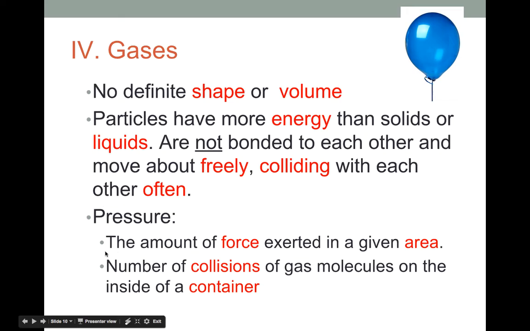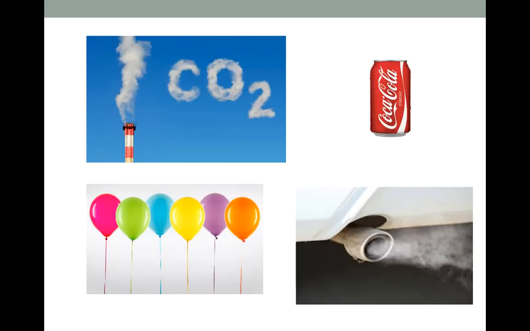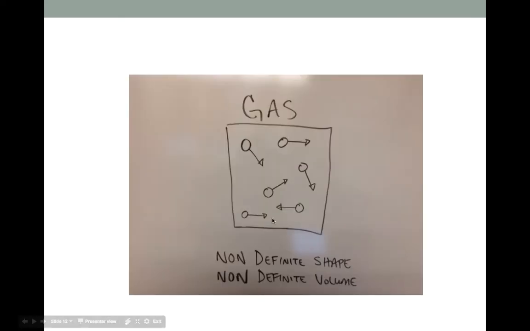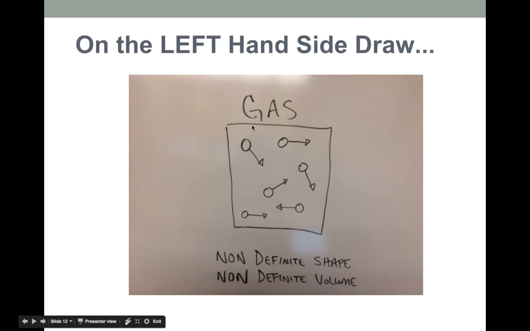So pressure is the amount of force exerted in a given area, the number of collisions of gas molecules on the inside of the container. For example, go ahead and draw this on the left-hand side. This is our molecular arrangement of a gas. Notice how the arrows are longer than liquids, and notice how the gas takes up the whole space of this container.